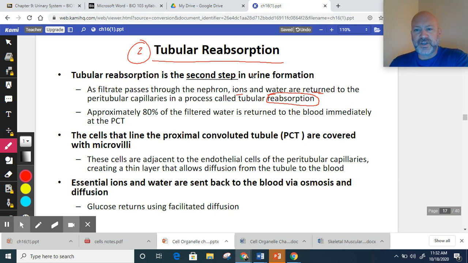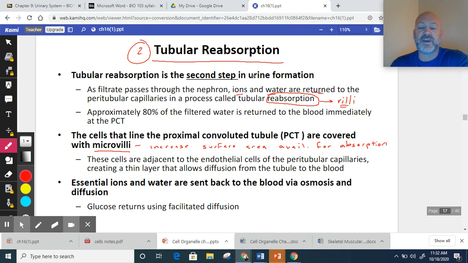Remember, reabsorption, we saw this in the small intestines when we're absorbing nutrients. We have these structures that promote absorption, and they were called villi. We're going to see villi again here because the cells of the proximal convoluted tubules are covered with microvilli. Remember, microvilli increase the surface area available for absorption.